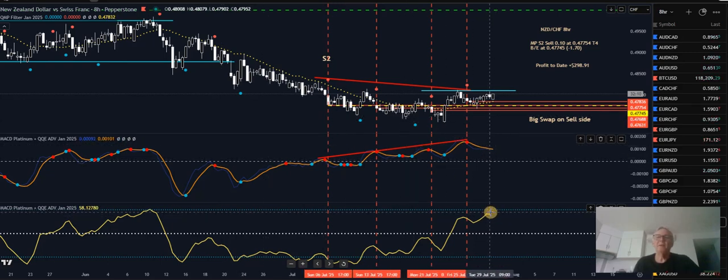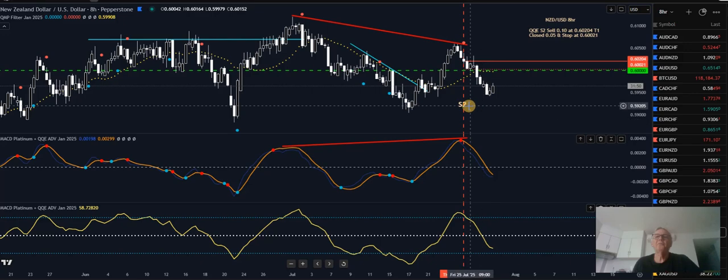The QQE is getting back up to the overbought 60 level. So I'm happy to take more sells and just keep on hammering the sequence until we get out of this. And there's a big swap on the sell side too. If I've written notes, it means it's big. So I made some money, so it's not too bad. And we're in 4 trades on the sell side.